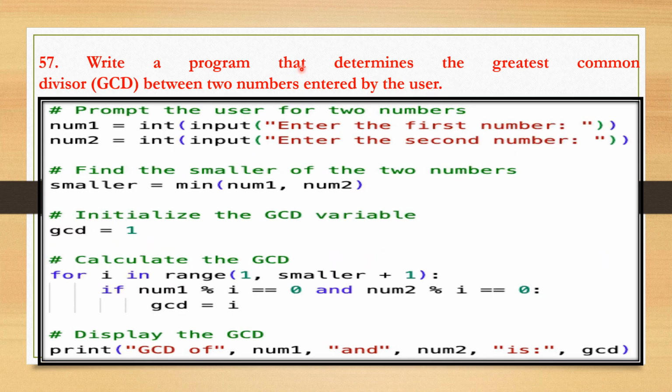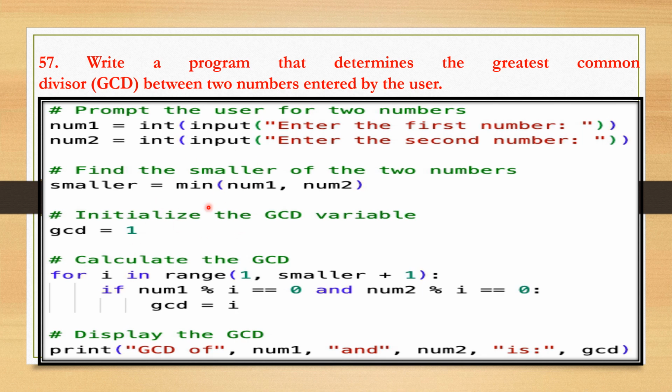The next program is to determine the greatest common divisor between two numbers entered by the user. So here the program will prompt the user to enter two numbers using the input function, convert them to integers, and then the numbers are assigned to the variables num1 and num2. The program determines the smaller of the two numbers using the min function here. Right, assign it to the variable smaller, which ensures that we only iterate up to the smaller number when finding this GCD. And the program initializes the GCD variable to 1.